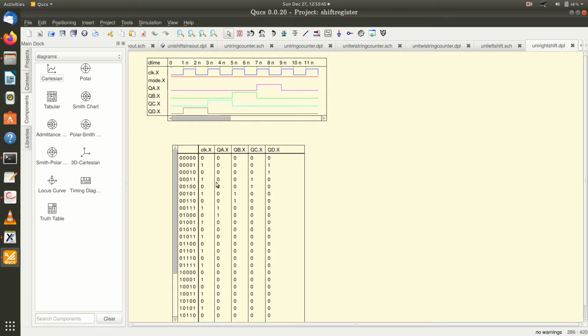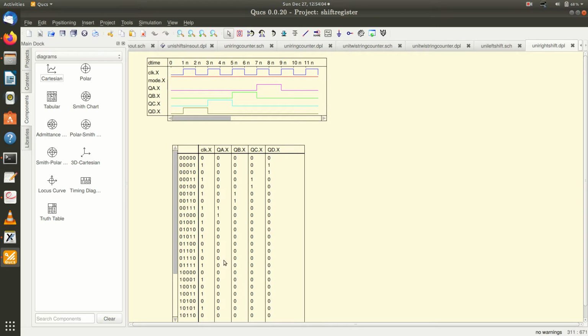At the next clock cycle it becomes 0 0 1 0. At the next clock cycle it becomes 0 1 0 0. At the next clock cycle it becomes 1 0 0 0. Then it becomes 0 0 0 0. You can see the 4 clock cycles in which the bit 1 is shifted from right to left.